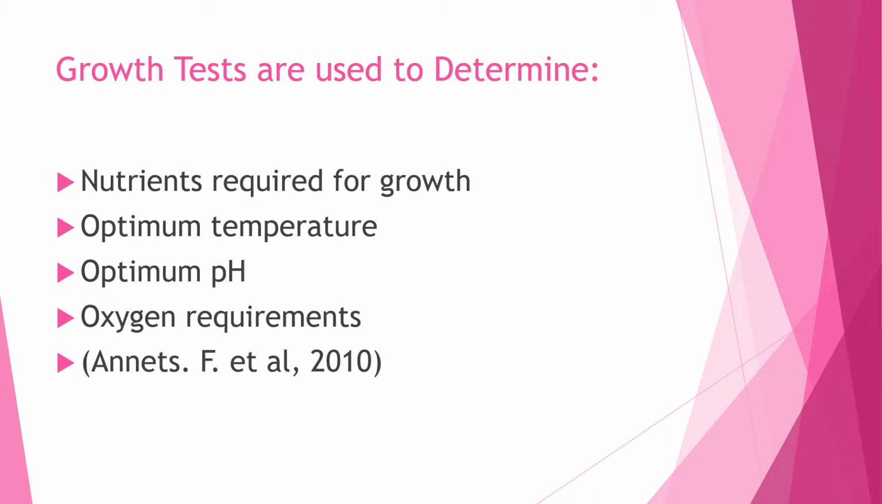Growth tests are used to determine the nutrients required for growth. This can be worked out by growing the organism on different mediums until there is a maximum growth. Optimum temperature. There are different optimum temperatures for different microorganisms. Optimum pH. Different microorganisms have different optimum pHs. The oxygen requirement. Some microorganisms need oxygen and some don't. These tests can help determine all of the conditions for a specific microorganism so that it can be applied in the biotechnology industry.